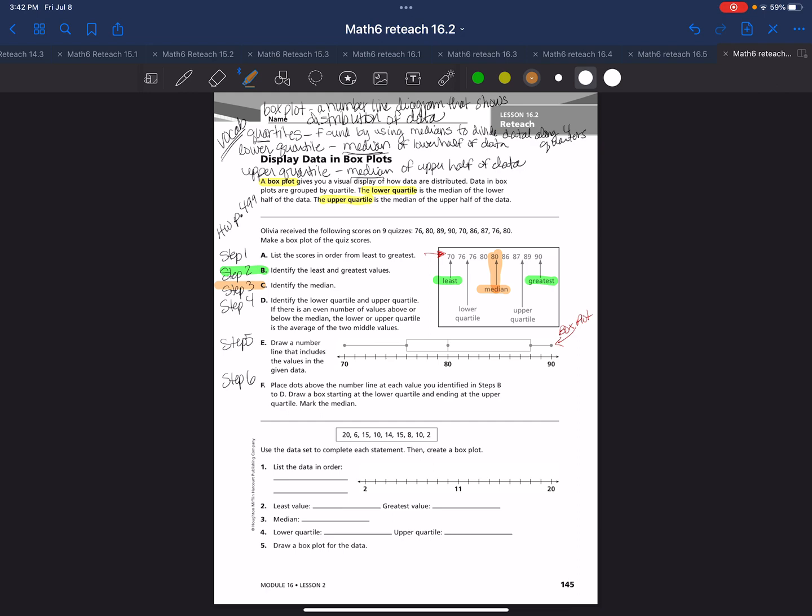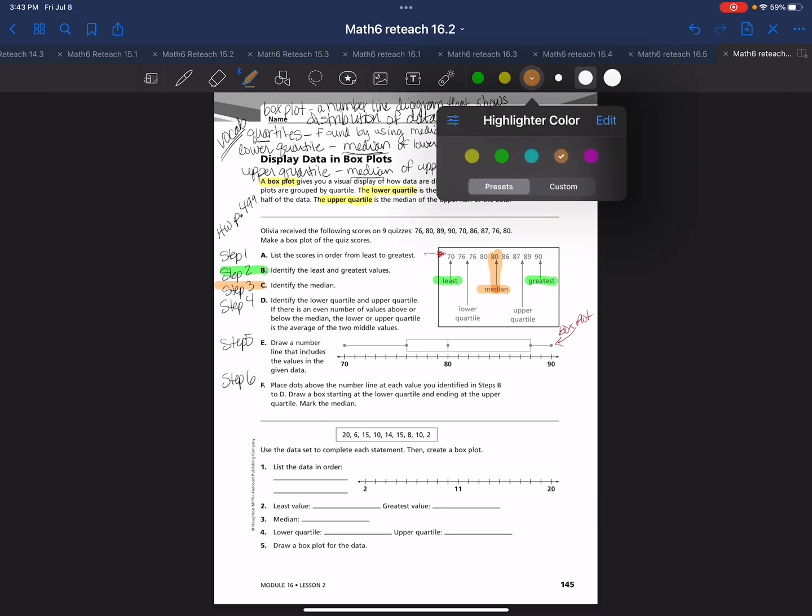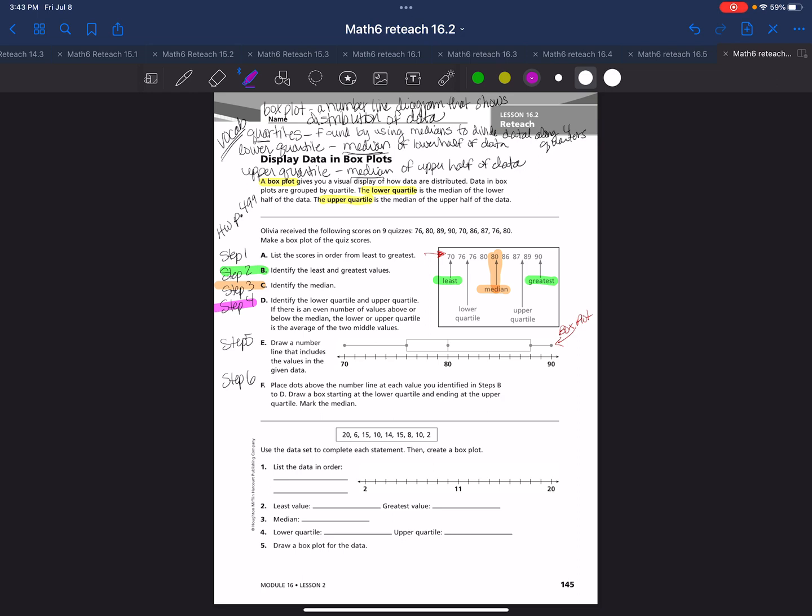Okay, so now we're going to go ahead and draw the box plot based on the information that we found here. Okay, so we need to draw a number line. Oh, well, next, let's do step 4 first. So step 4. Identify the lower and upper quartiles. If there is an even number of values above or below the median, the lower or upper quartile is the average of the two middle values.